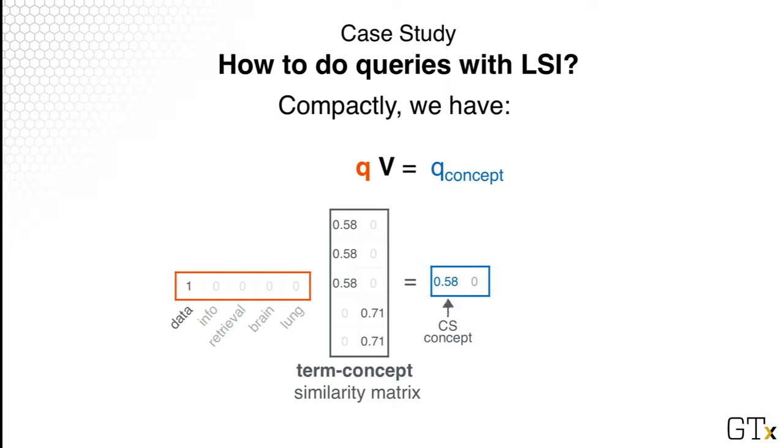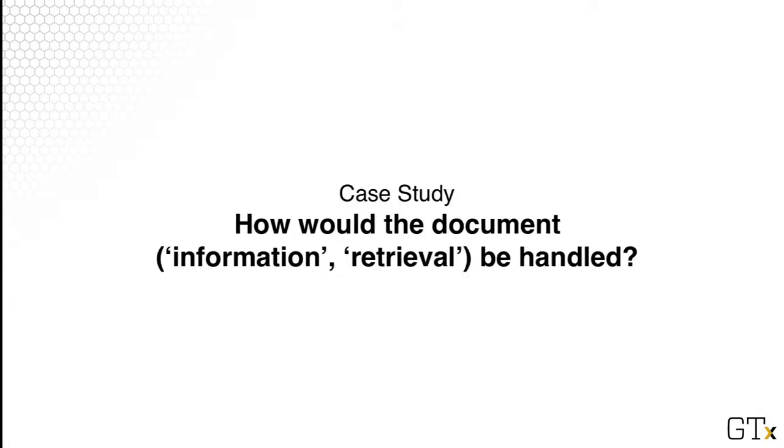Right? And then below on this screen, you'll see that now we have the query mapped to concept space, 0.58 and 0. So what that means is now the query vector is strongly associated with the CS concept.